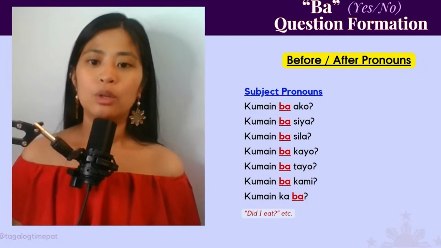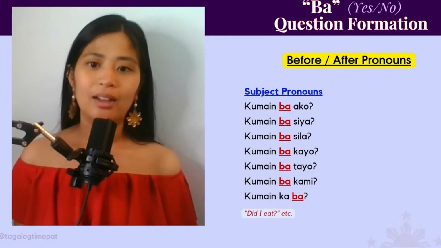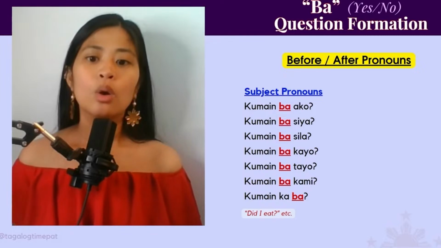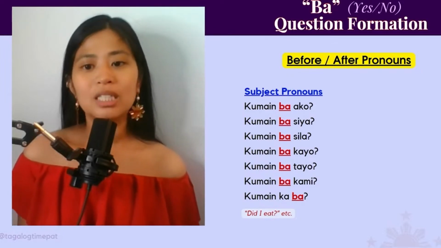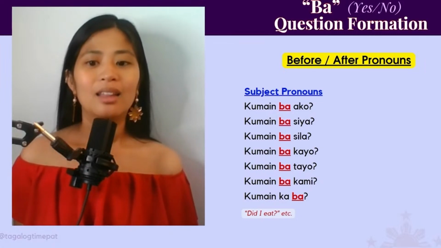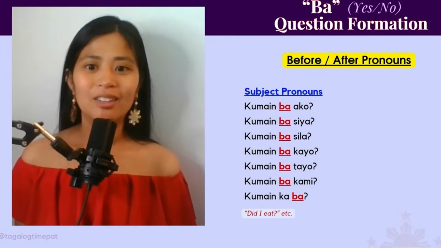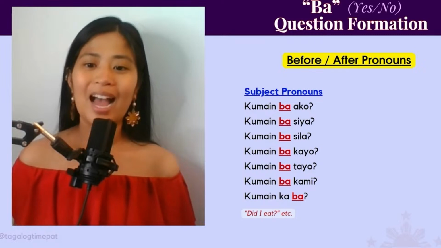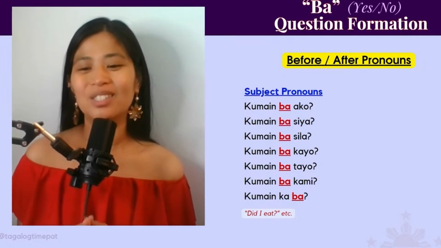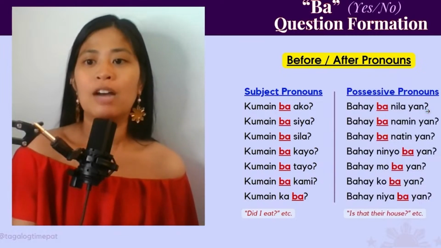But take a look at this pronoun. Kumakain ka ba? Ka. When you are using the singular you, ka, ba goes after that. Kumakain ka ba? And that's the only pronoun in the subject pronouns when ba would go after it. And I haven't found a rhyme or reason why this happens. Why is it ka has to go before the ba? It's just one of those things that has been a pattern in the Tagalog language. So just take note of that. Again, if you mix it up, if you happen to say kumain ba ka, that's not correct, but someone will correct you, hopefully. So don't be scared of making the mistake. Just know that there are certain times when ba goes before or after.